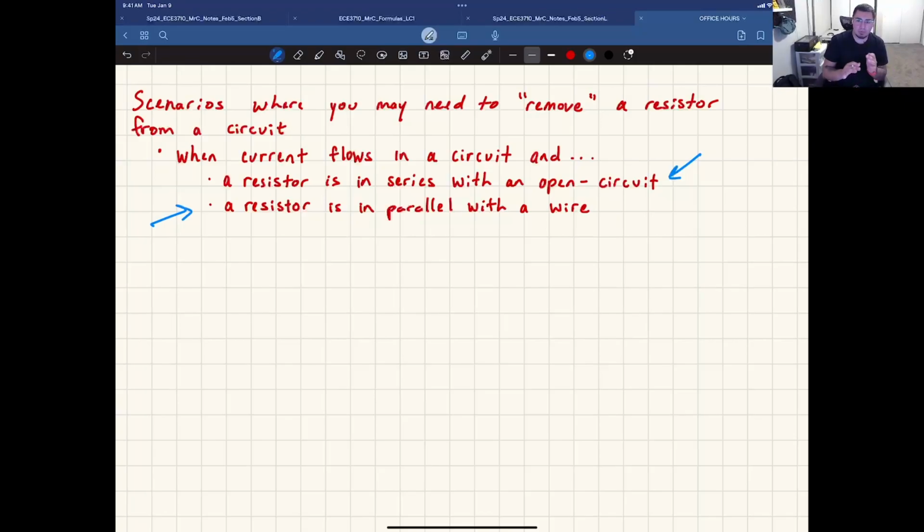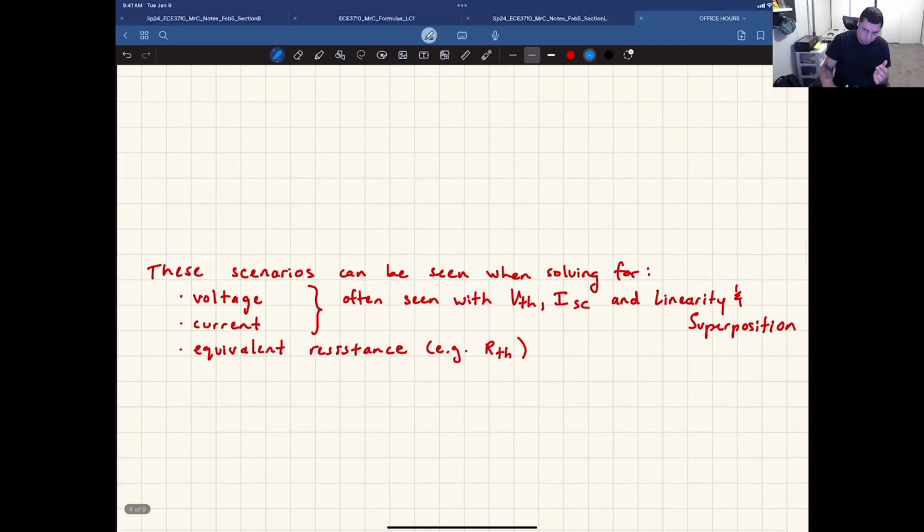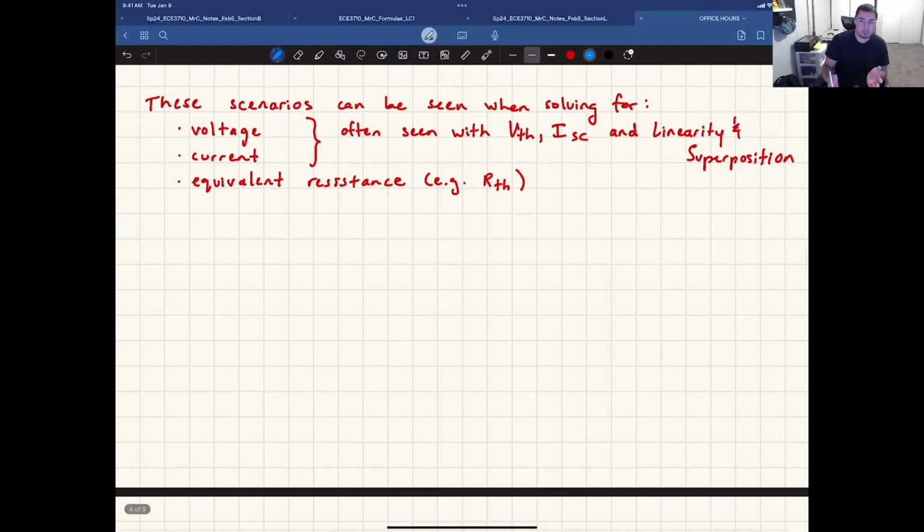Before we do examples of this, I want to review some prior knowledge. But first, when do we see this? We often see these scenarios of removing a resistor when you're solving for voltage and current. This is often seen when you're solving for Thevenin, the short circuit current, also known as Norton current, and when you're completing linearity and superposition. And then third, when you're solving for equivalent resistance. An example of this is our Thevenin.